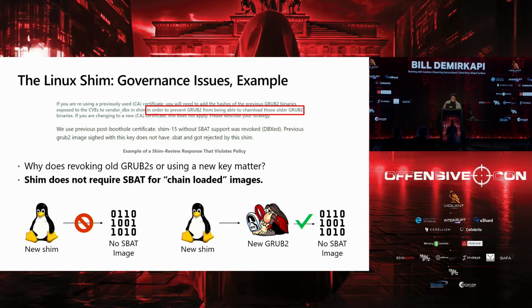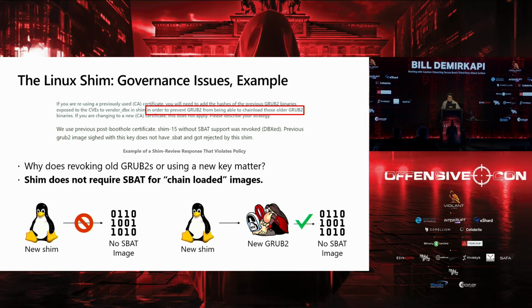Now, there's a big problem here. Why does revoking old grub2s or using a new key matter? Why is Linux asking this question in the first place? Now, it's mentioned in the question, actually. It says, in order to prevent grub2 from being able to chain load those older grubs.